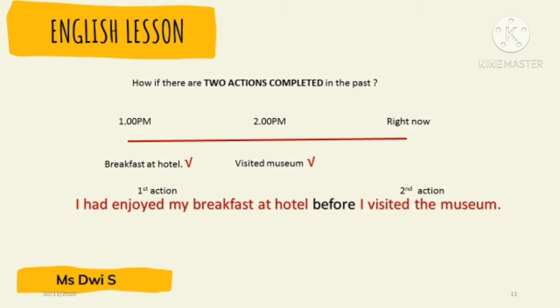Now, what if there are two actions completed in the past and we want to emphasize or make it clear that one event finished earlier? Yes, we would like to tell the listener or the reader that there is one event that finished earlier.